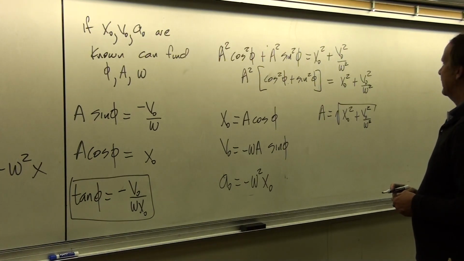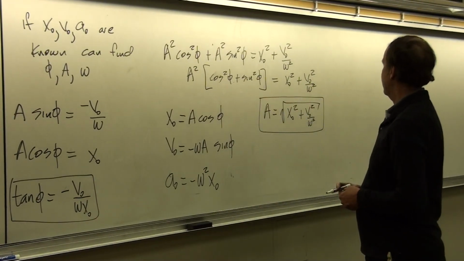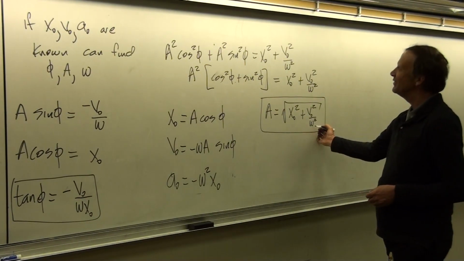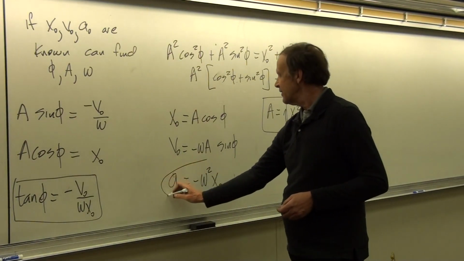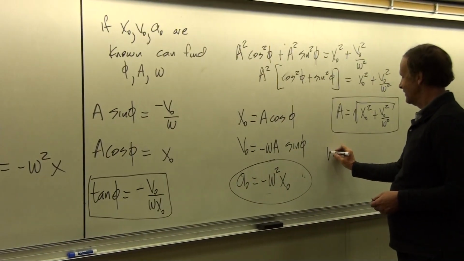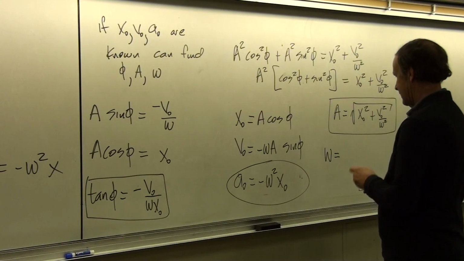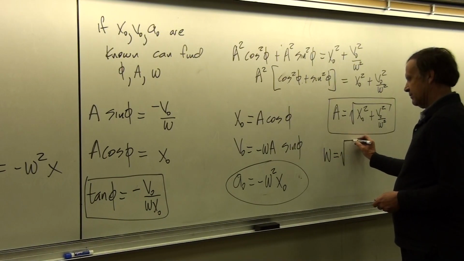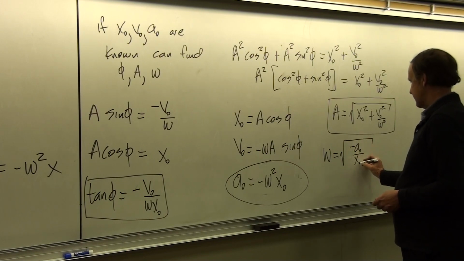Okay, so we've got now A in terms of x naught and v naught, but still we don't know what omega is. So how do we get that? Well, we get that from the third equation, because that gives us directly what omega is. So omega then is equal to the square root of minus a naught over x naught.